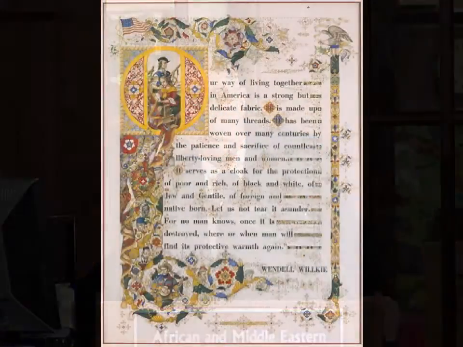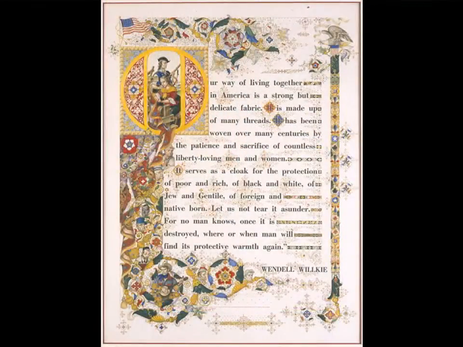This is a statement, this being election day, that was made by Wendell Willkie, who in 1940 was the Republican nominee for president, running against Roosevelt. This is a statement that Szyk has chosen to illuminate, which I think captures the great fabric of America. Szyk illuminated these words: our way of living together in America is a strong but delicate fabric. It's made up of many threads. It has been woven over many centuries by the patience and sacrifice of countless liberty-loving men and women.